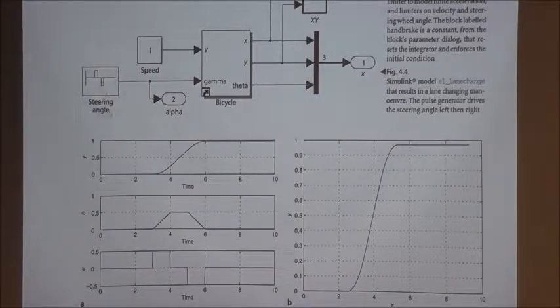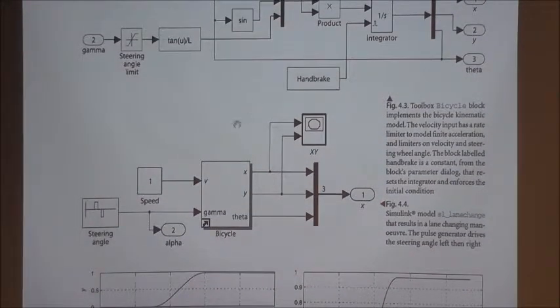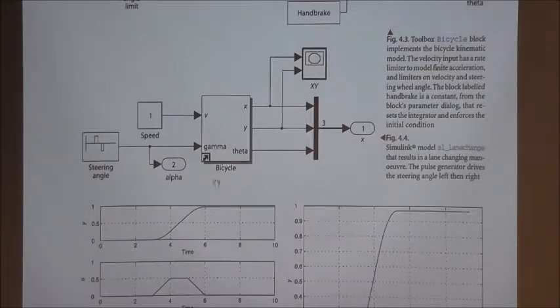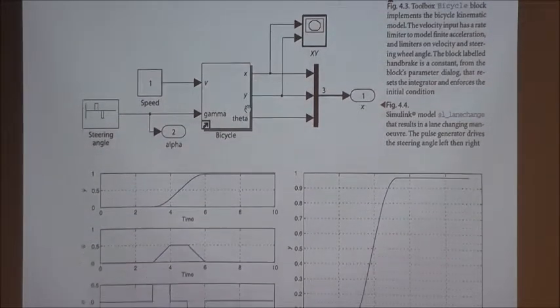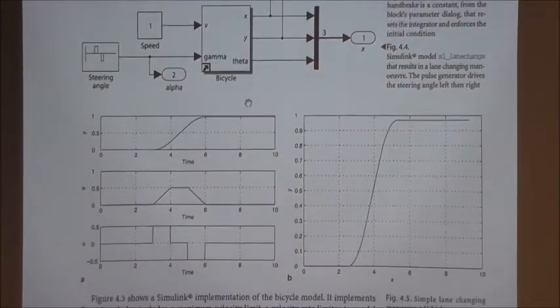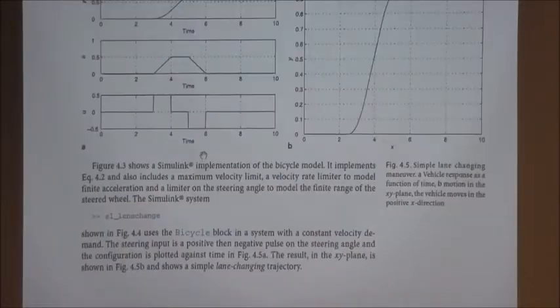So you have again a steering wheel, you have your speed, you put it into a box. This box is this whole thing right here. This whole thing is incorporated into this box. That's called bicycle. Okay. And you have the simulation result for this, which is shown right here.